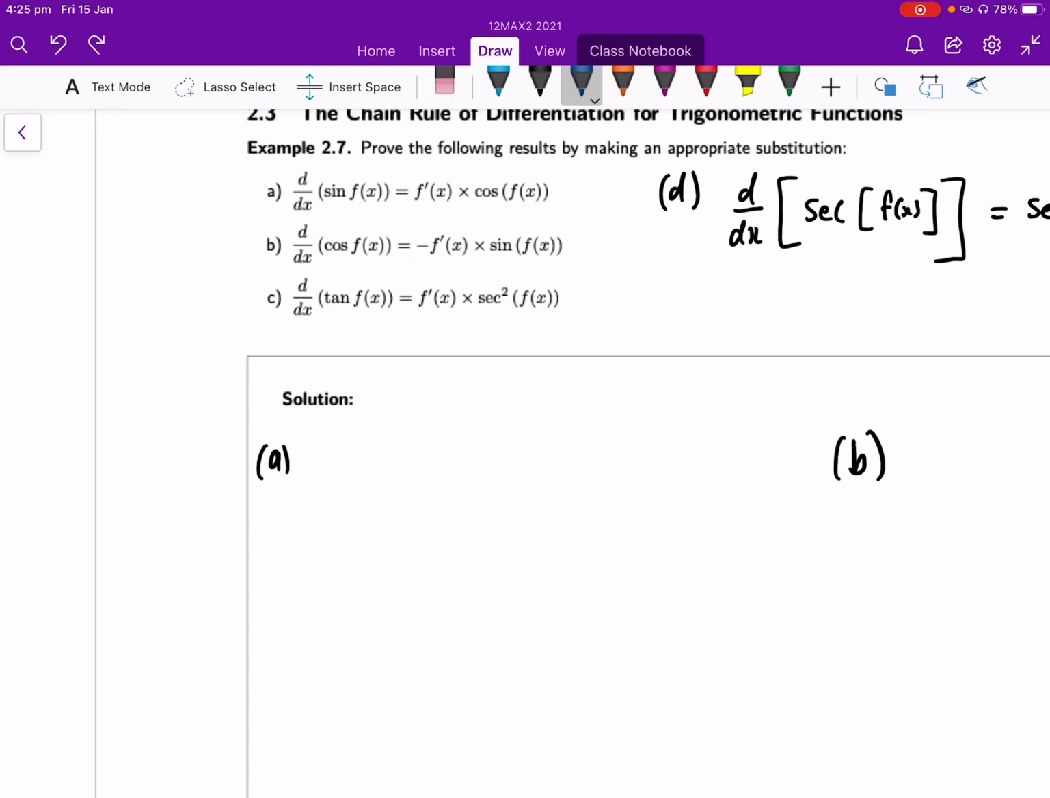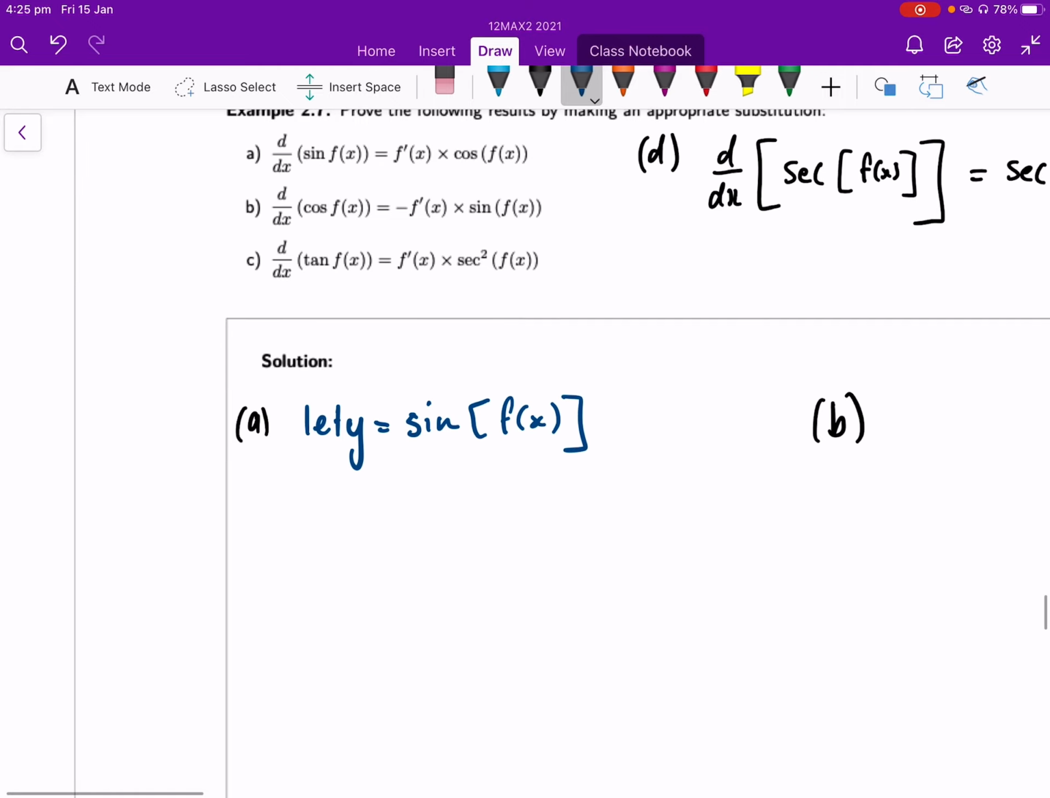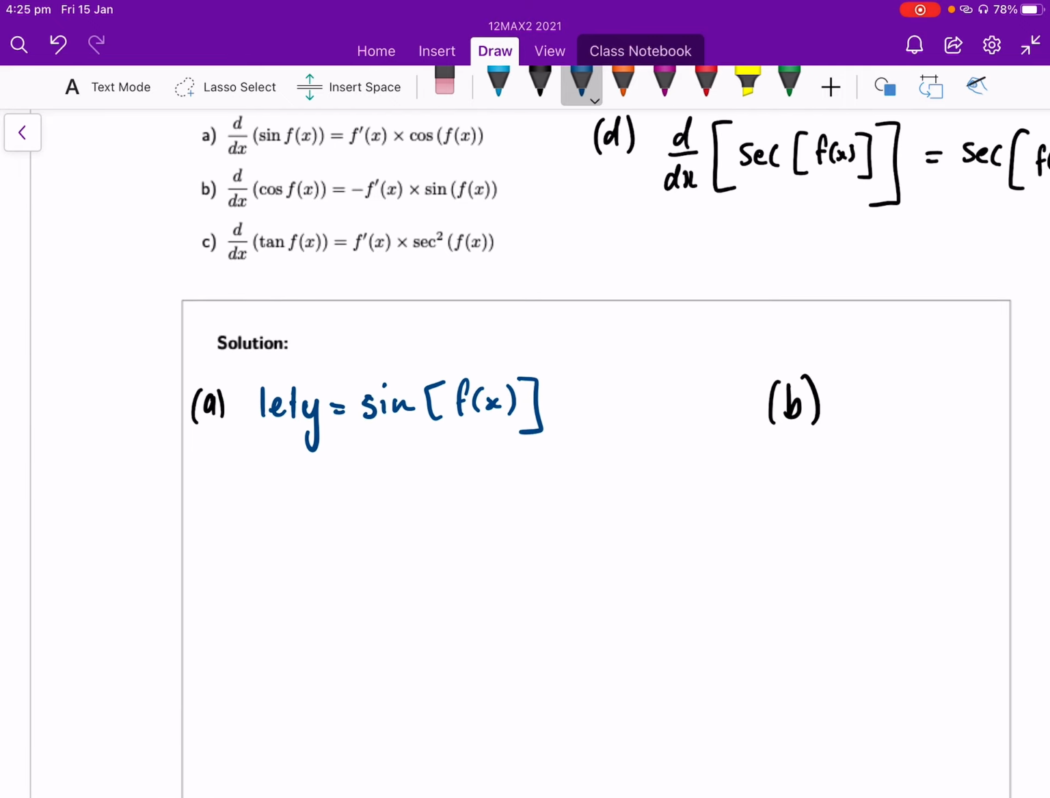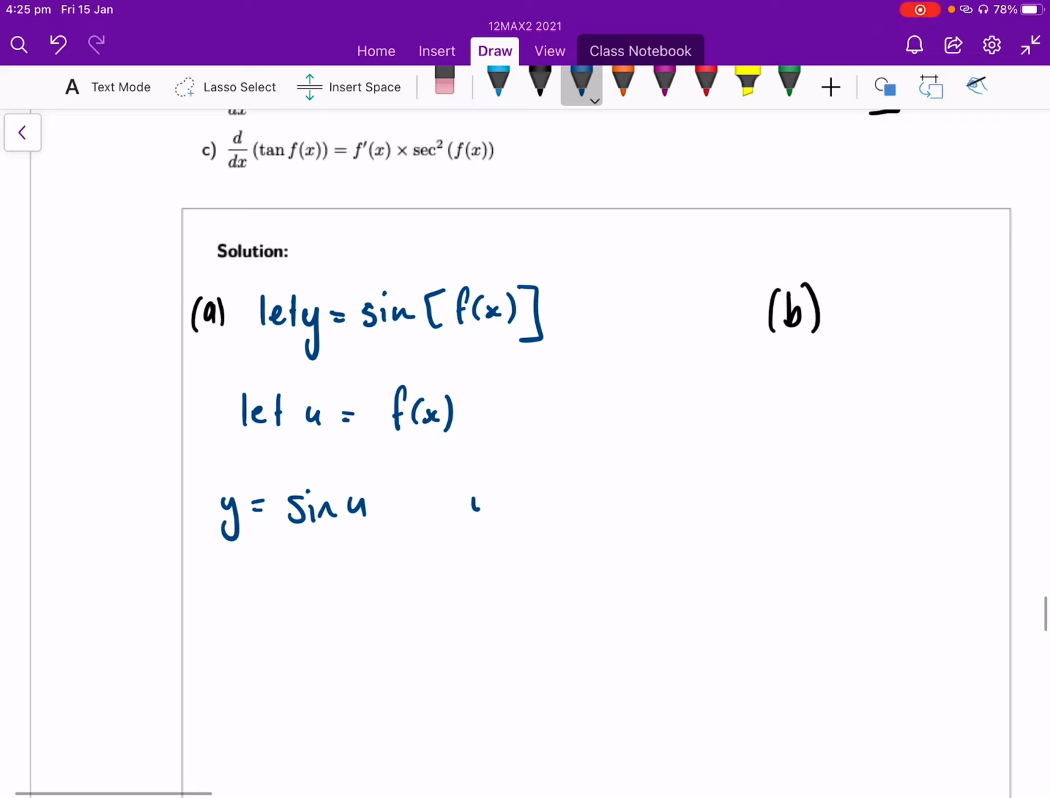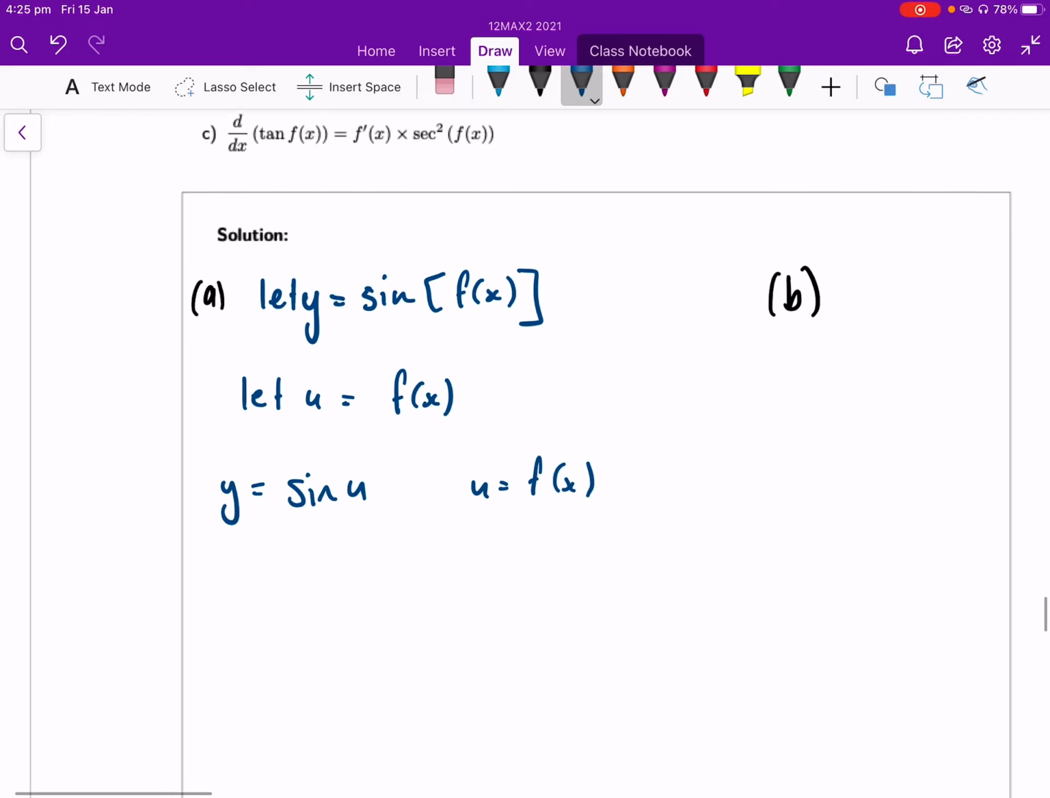So what I'm going to do is start by letting y equal to sine, and then I'll just rewrite the question there, f of x. Here I'm now going to let u equal f of x. Okay, I'm going to try and use the chain rule. So here I've now got y equals sine u, and u equals f of x. I'll just write that over here again. I'm actually going to derive each of these.